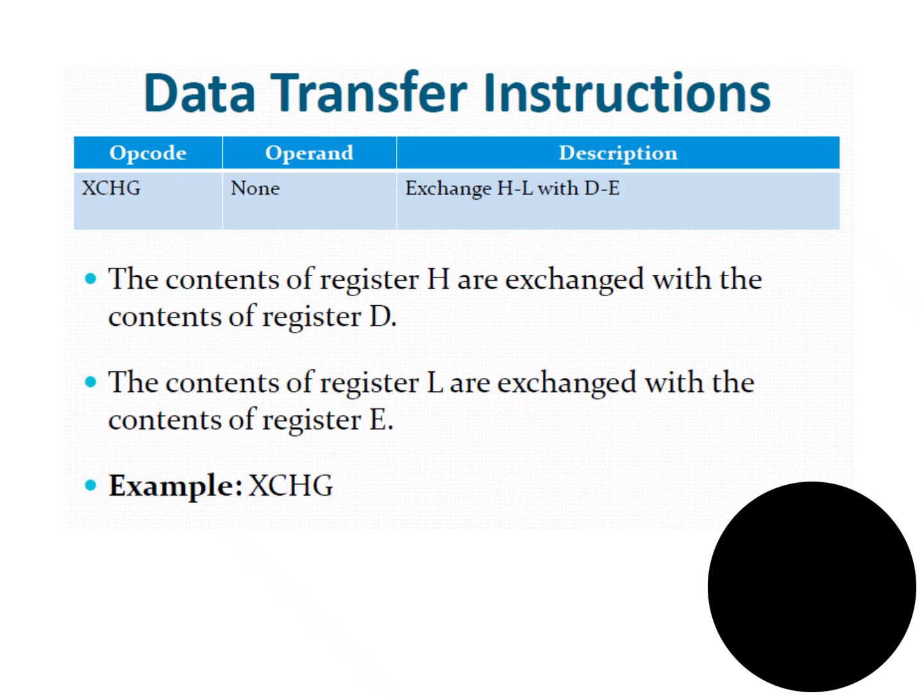The content of exchange can be accessed only with the HL and DE register pair. So the content of register H is exchanged with the content of register D, and the higher order and lower order will be exchanged when you use this instruction.